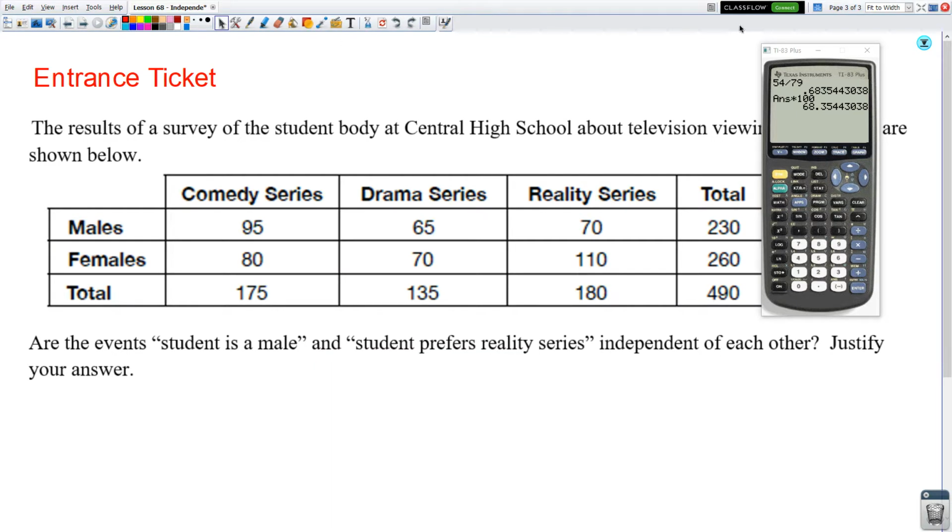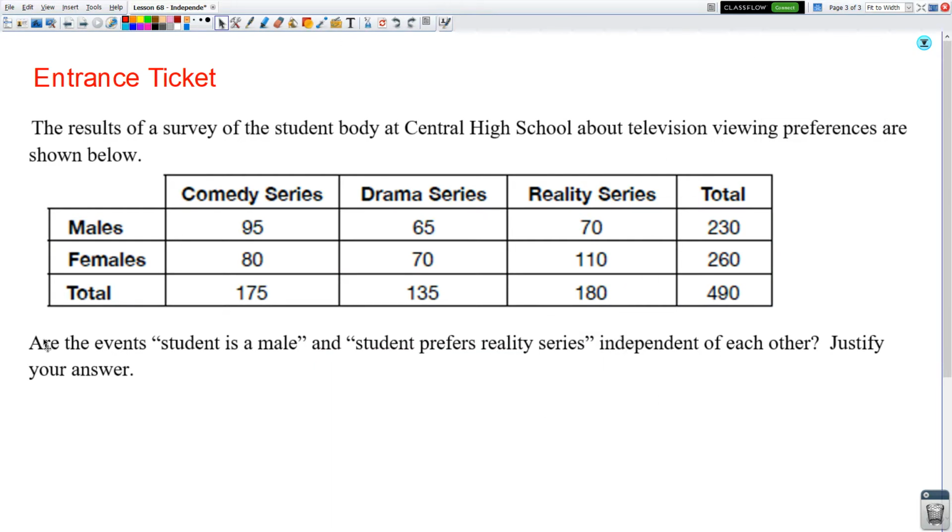So now, here's your entrance ticket. Given the following table, identify if the student being a male and the student preferring reality series are independent of each other.